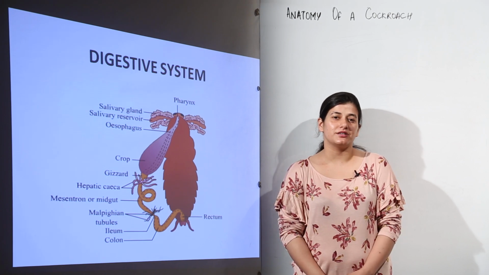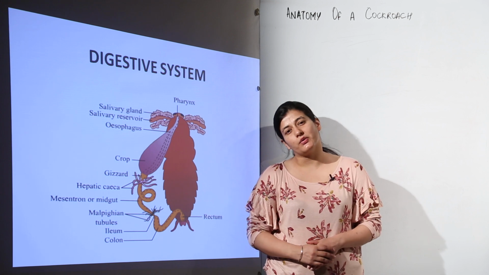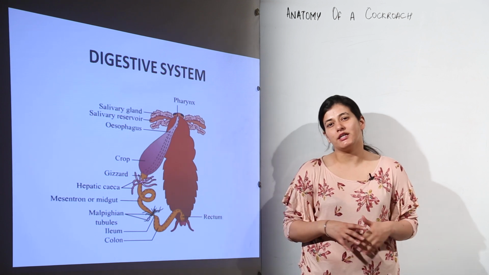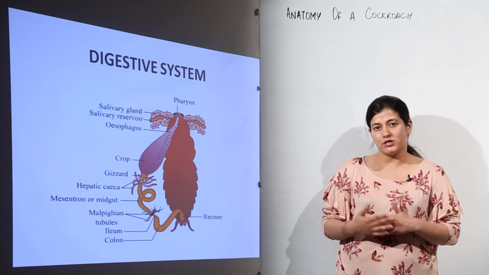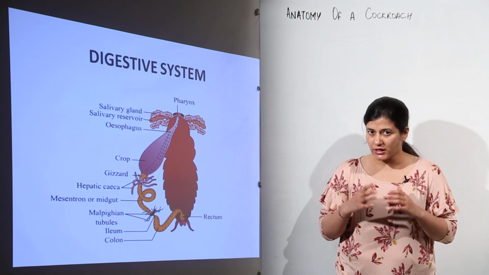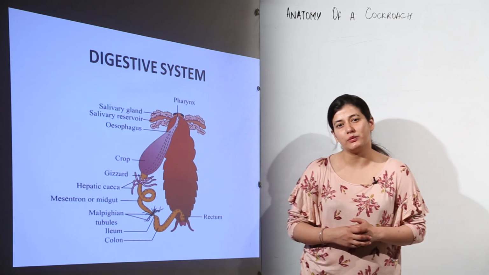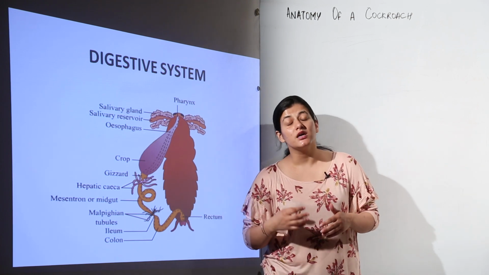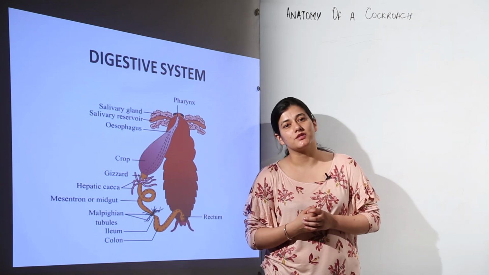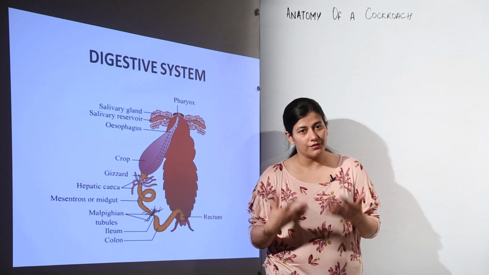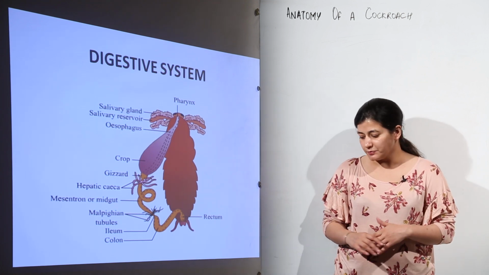We have seen the external characteristics of a cockroach. Next we are going to deal with the internal characteristics, that is, the internal anatomy of a cockroach. We are going to deal one by one with the internal systems: the digestive system, the nervous system, the circulatory system, respiratory system, excretory system and reproductive system. So first of all, let's talk about the digestive system.